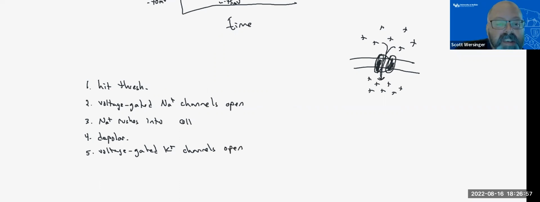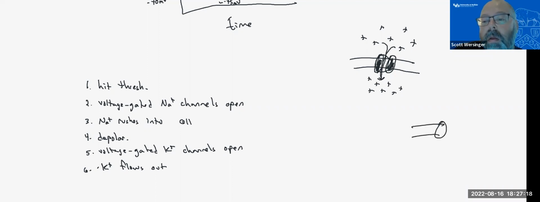Now, when these channels open, remember I have more potassium inside than outside. So potassium will flow out. Okay, so when potassium flows out, if I just have potassium flowing out, that should make my cell more negative, right? It should hyperpolarize my cell.